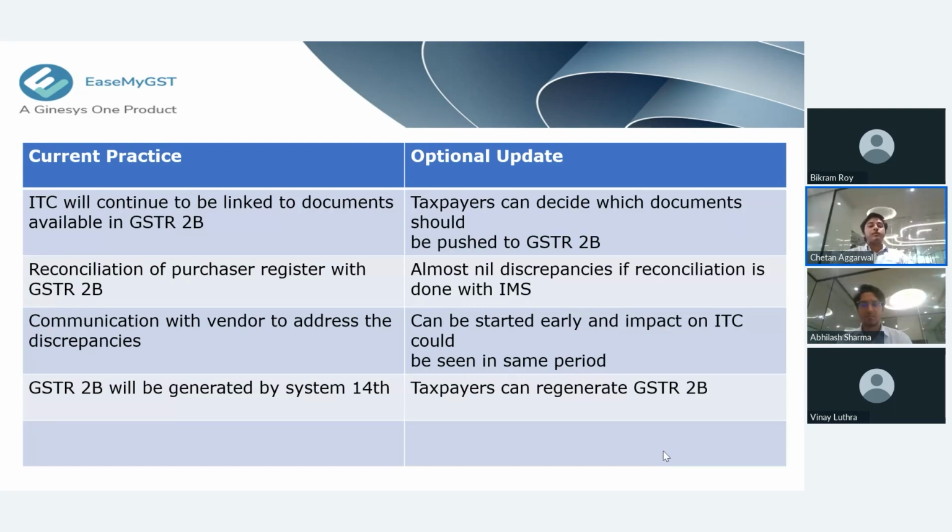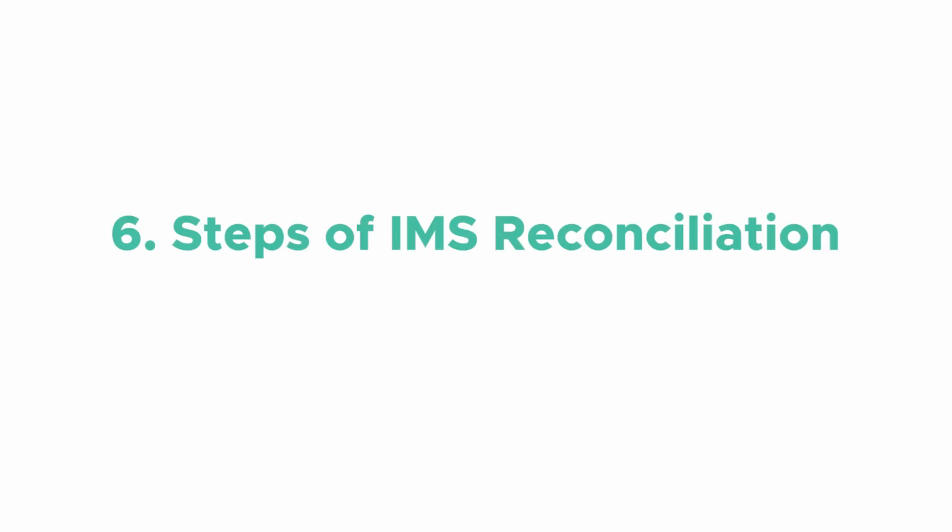And the fourth point is that GSTR 2B is generated by the system by the 14th of every month. But in the optional update, which is known as IMS, the taxpayer can regenerate GSTR 2B, because as we all know, IMS works in a dynamic nature. It is not static, it is dynamic. So under the IMS, all the e-invoices are also showing which the supplier has filed against your GSTR. So now moving to the next slide.